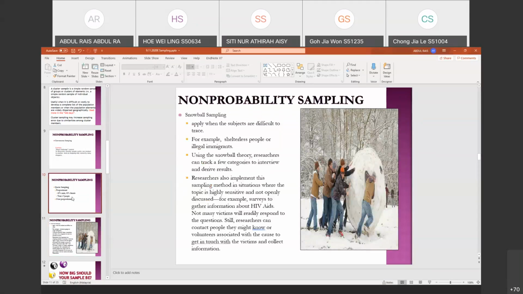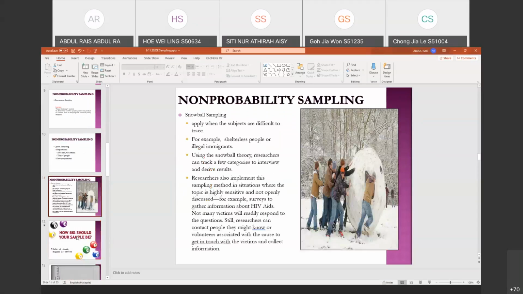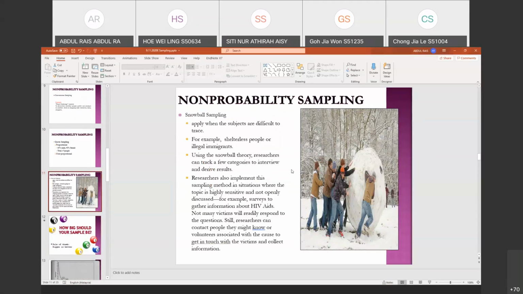So that's quota sampling. Alright, the last one will be snowball sampling. Bukannya sini you ambil salji baling kat orang. But snowball, kalau ikutkan ilustrasi gambar ni, apabila you roll daripada kecil, dia jadi besar. Now, konsep snowball sampling ni, it applies when the subject is hard or difficult to trace.